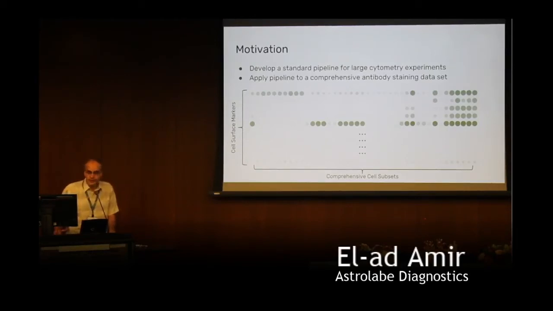We decided to apply this pipeline to a novel dataset, a comprehensive antibody staining dataset. The idea was to measure the expression of many different cell surface markers across a wide range of cell subsets in the immune system. In many ways, this mirrors the kind of brochures you can get from BioLegend, where you have this big table and you can examine the expression of every marker on every subset. But we wanted to reproduce this de novo at single-cell resolution.